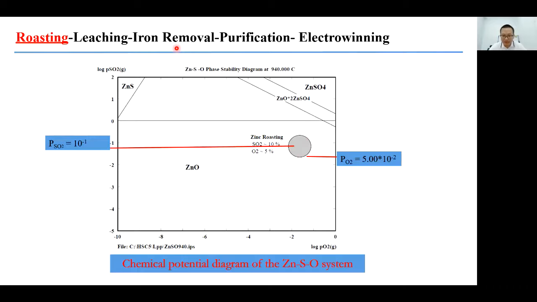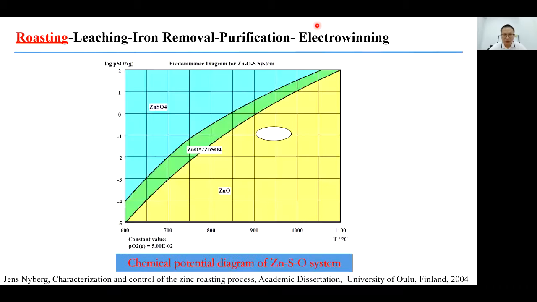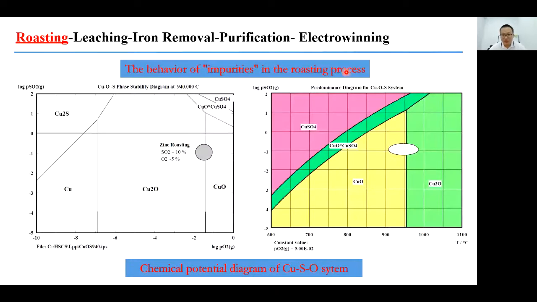But I already mentioned in the introduction that besides zinc, there are lead, copper, silica, and iron in the system. The behavior of the other elements will also influence the following processing units, so we should know their behavior. This is the processing window of zinc, but the behavior of impurities should also be paid attention to.